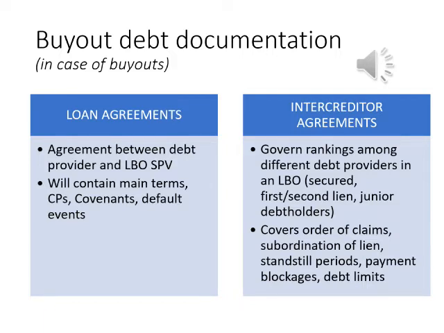The other type of debt documentation will be the intercreditor agreements, and this will govern rankings among the different debt providers in a leveraged buyout. The secured lender, the first, second lien, the junior debt holders. It will cover the order of claims, the subordination of the lien, standstill periods, payment blockages, and debt limits.